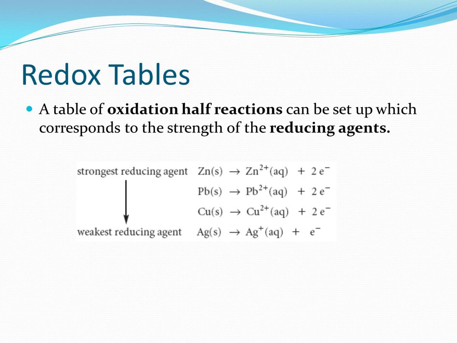Alternatively, a table of oxidation half-reactions may be built. Here the oxidation half-reactions are written from strongest to weakest. Because zinc metal was the most reactive metal, it goes on the top here. Because silver metal is the least reactive metal, it goes on the bottom.